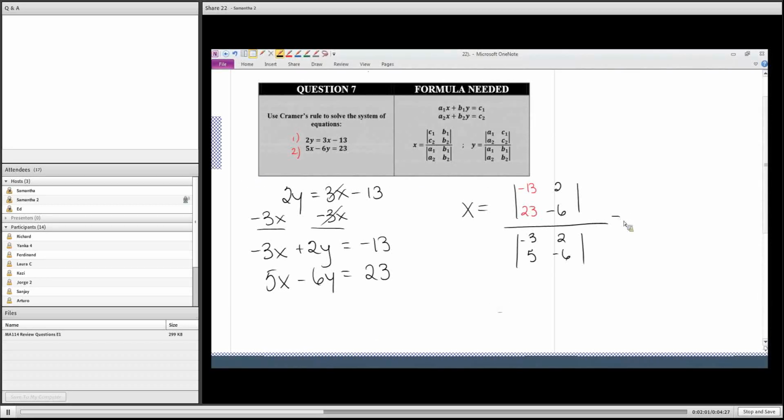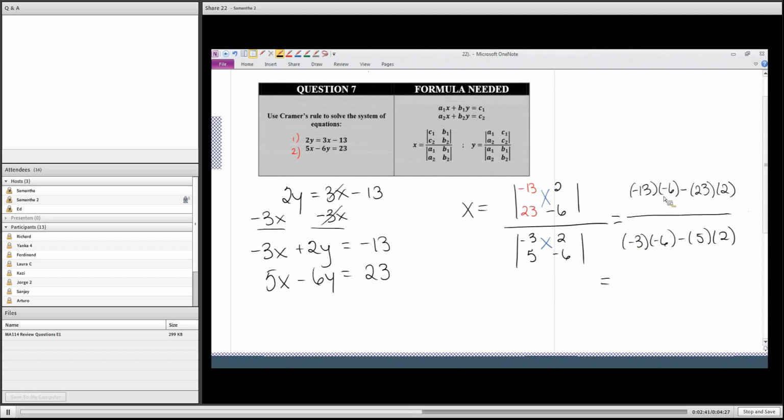So now let's evaluate the determinant. Kind of like cross multiplication. So we have negative 13 times negative 6 minus 23 times 2 divided by, same thing, you want to calculate the determinant, negative 3 times negative 6 minus 5 times 2. So you can multiply this out. If you want to use your calculator, you can multiply it out.